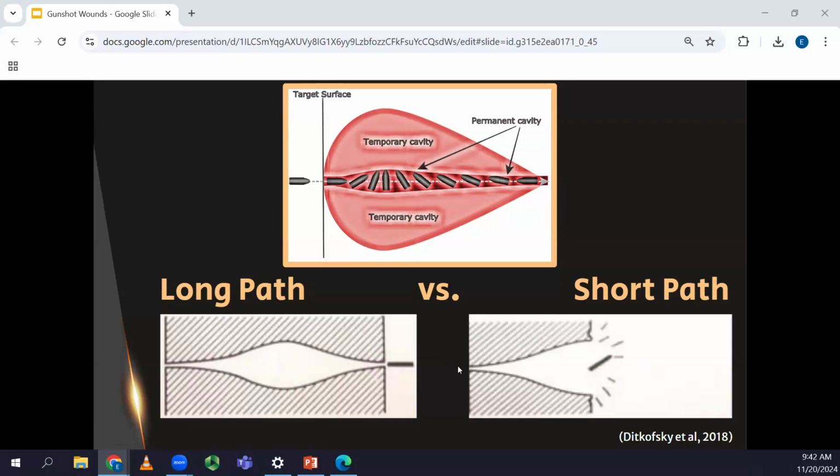However, if it's traveling a shorter distance, it can actually completely rotate 180 degrees at the end when it's exiting the body. In that case, the exit wound will actually be larger than the entrance wound. So that's why, and I'll talk about this a little bit later, we should never document entrance versus exit wounds. Just document what you see, large versus small, and the actual size when you measure it.